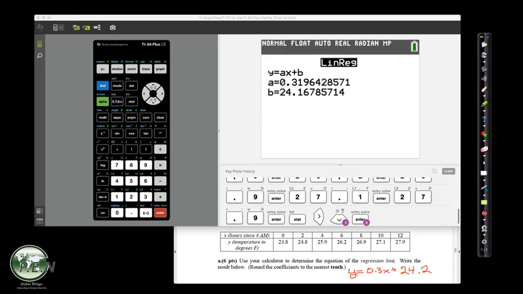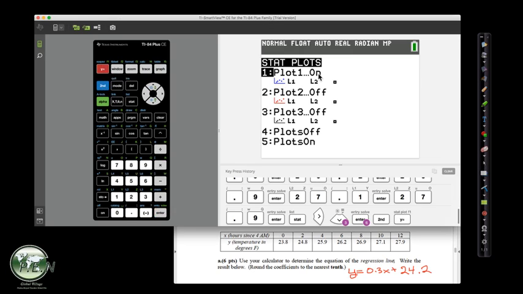But while we're at it, I want to show you the full functionality. We can also look at a scatter plot. And if you'll see above here, the y equals, there is something that says scatter plot. So we're going to go second, scatter plot. We're to a new window. Fortunately, mine's already turned on. So scatter plot 1 is on.